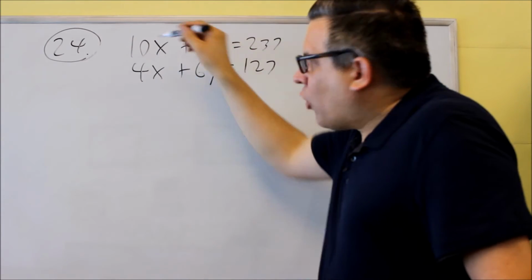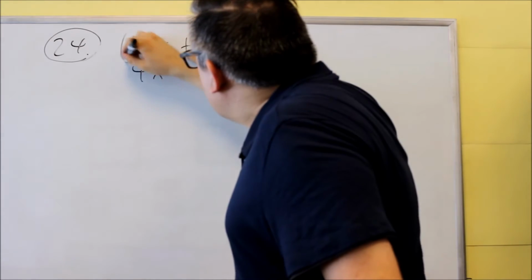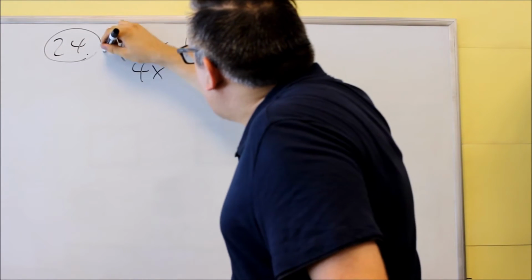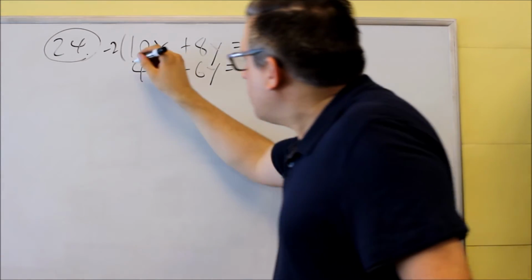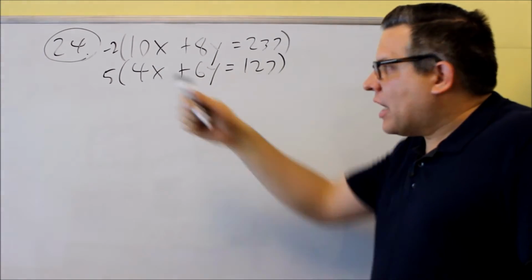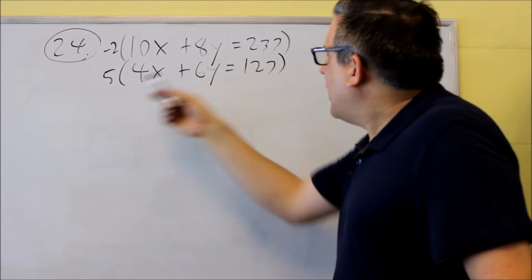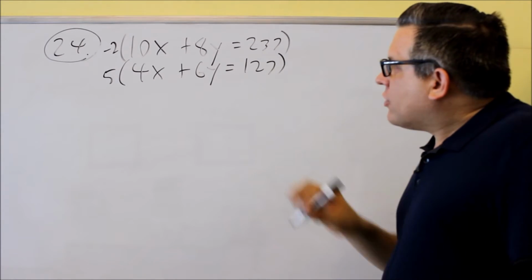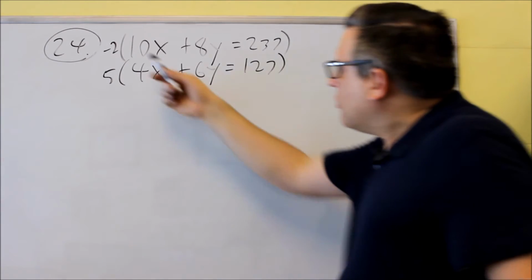So I want to make one of these positive 20 and one of them negative 20. I'm going to choose to make the top one negative. So if I want to make that negative 20, I'll have to multiply by negative 2. The bottom one I'm going to multiply by 5 and I'll get positive 20 down there. Now remember, when you're multiplying, you have to multiply all the way across each of these. Don't forget to multiply the number after the equal sign. So let's go ahead and do that all the way through.